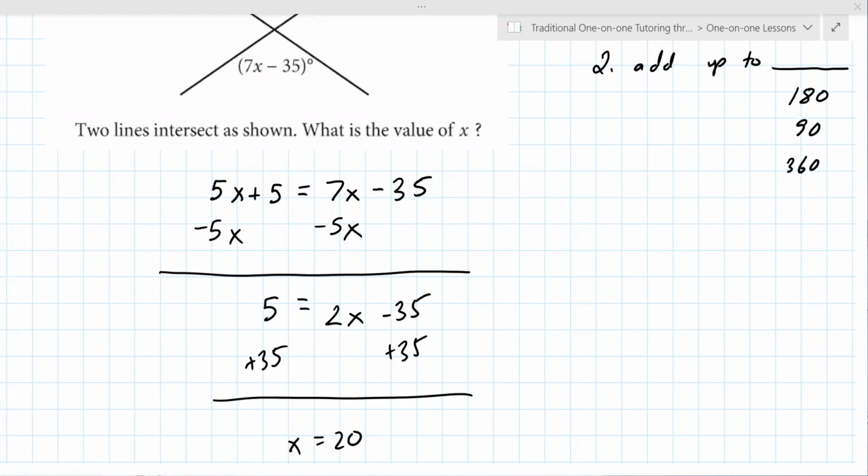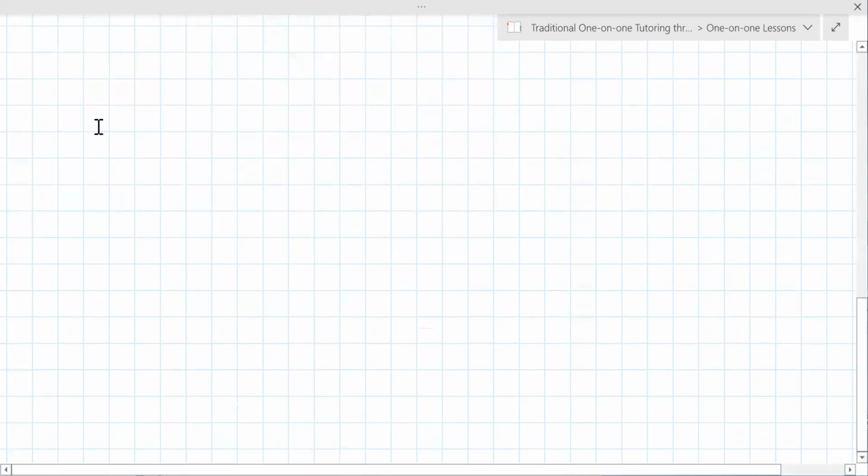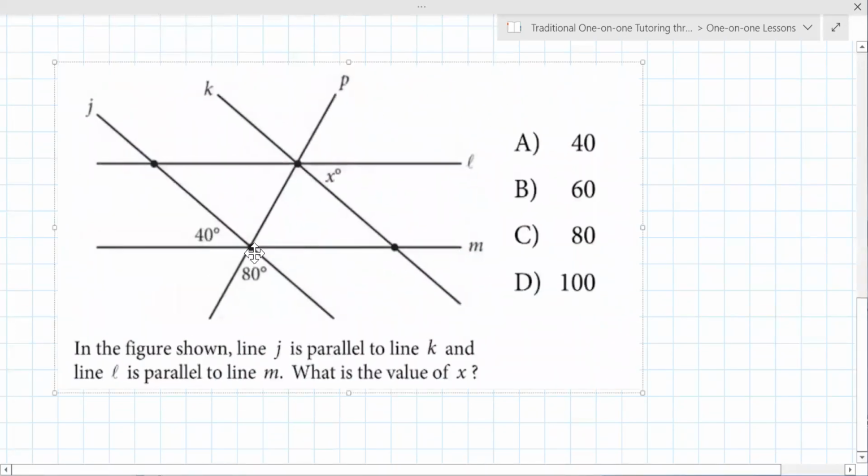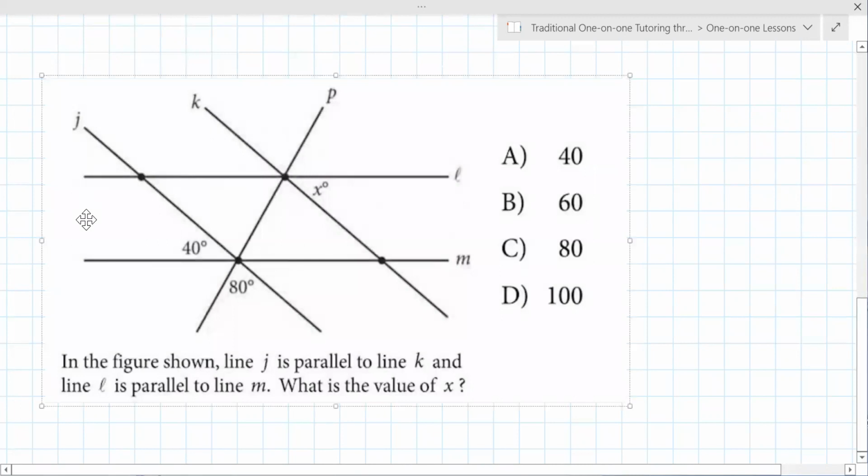Okay, so here is our new question. Now, sometimes the questions will say not drawn to scale. Does this one say not drawn to scale, or any wording like that? Do you see that anywhere? No. So you can assume that these are parallel.